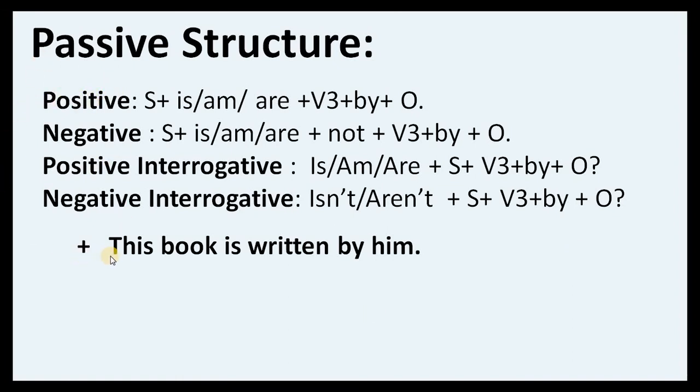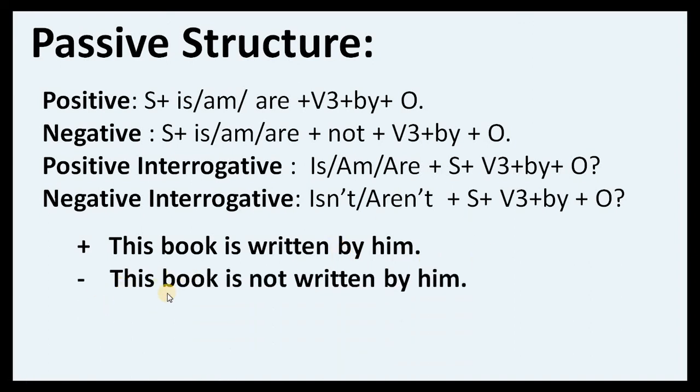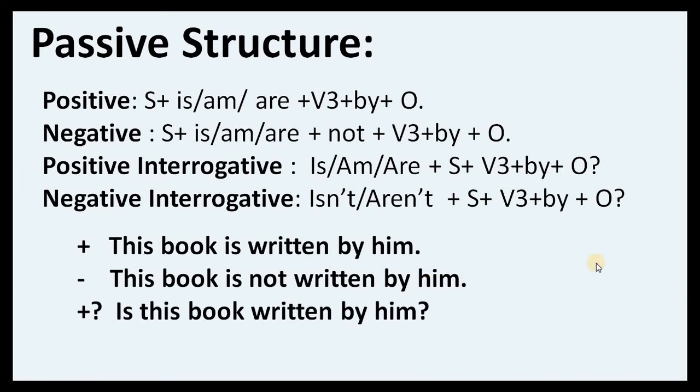Okay, fine. Now positive questions, the positive part of the sentence. Now from the positive structure, a positive example. This plus means positive. This book is written by him. It means he writes a book. He writes this book, and this book is written by him. Now, this book is not written by him. It means he doesn't write this book, and this book is not written by him.